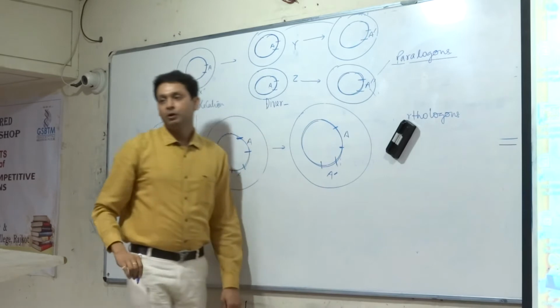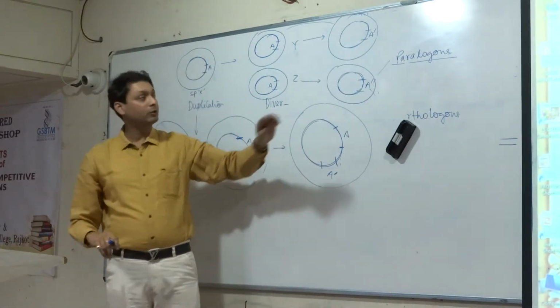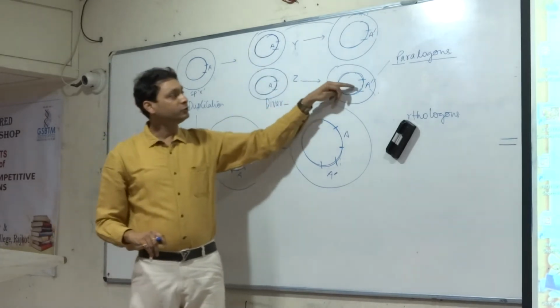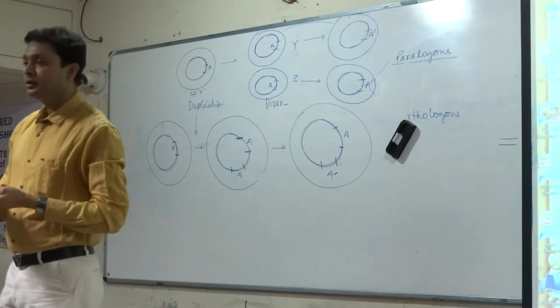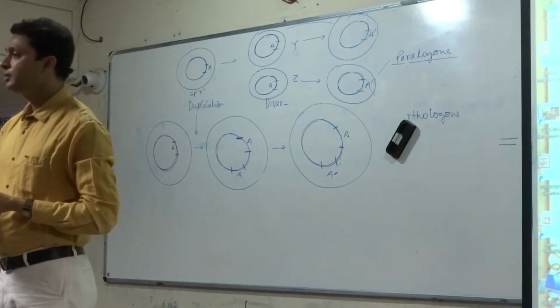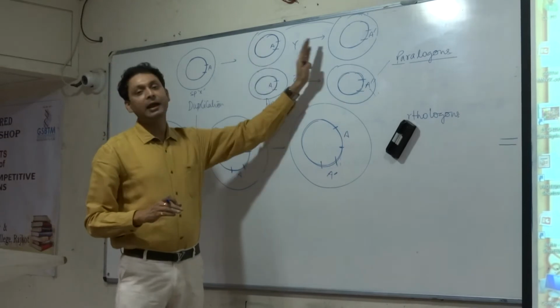Now we can say these two genes are homologous because they have a common origin, a common ancestor. These two are homologous genes. They will show homology. They are very much related. But how do these related genes arise? These related genes arise as a result of speciation and divergence.